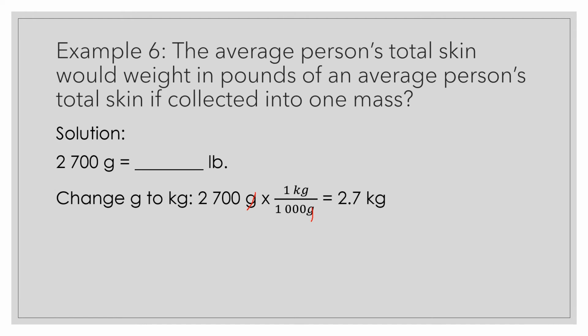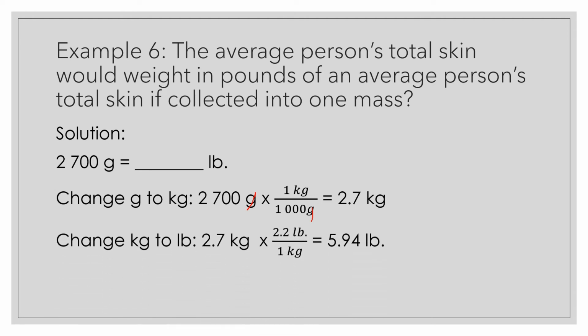We're looking for the pounds. So, we change kilograms to pounds. That's 2.7 kilograms times 2.2 pounds over 1 kilogram. Cancel natin to. So, 2.7 times 2.2 is about 5.94 pounds. Okay, that's it. Simple lang, di ba?